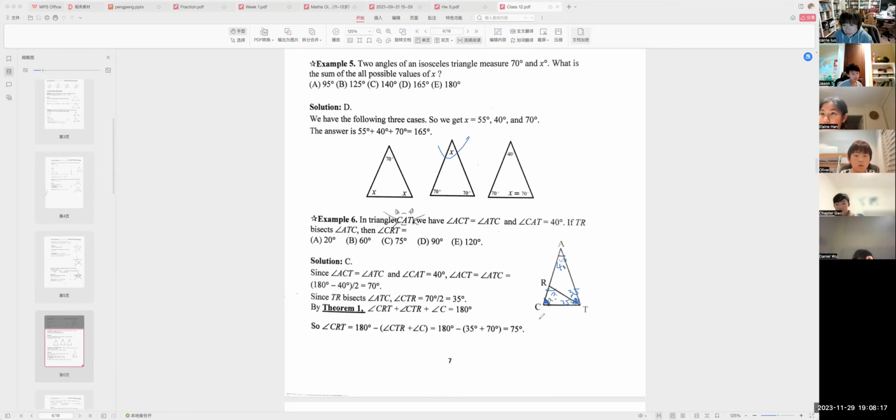So we know A equals 70, so we don't have to do that, right? In order to find out, this is the interior angle of this one. So 40 plus 35 equals 75. So the answer is C. Get it? I think so far you're okay with that, right?